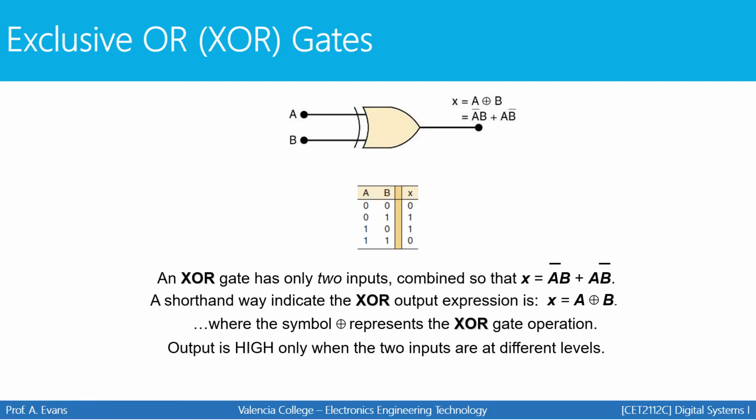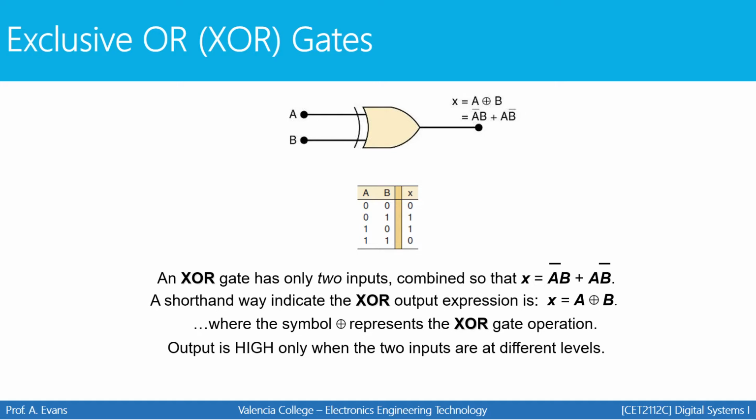It only has two inputs, and when you combine those two inputs with the idea represented in the truth table, your output expression is not A and B, or A and not B. That's the expression that we have for exclusive OR.